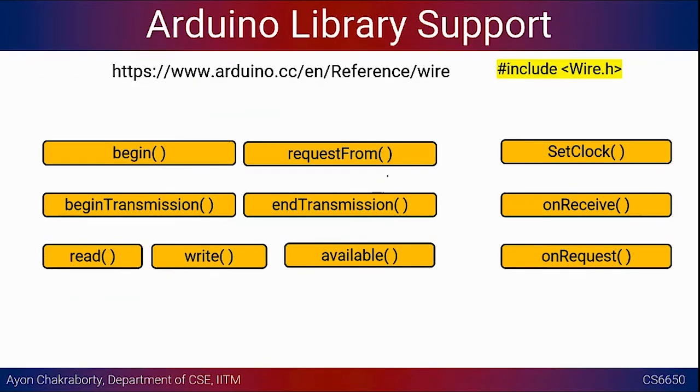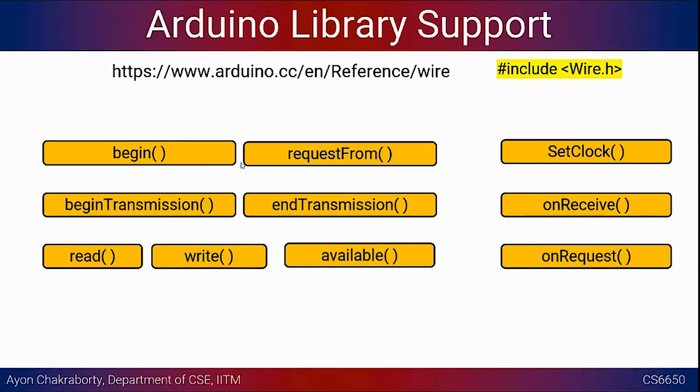So as in the case of the SPI library, we also have this Arduino library support. Whatever I have shown you is implemented using these top-level functions. Wire.h is the library header that you can use in your application code to program or write a library for a certain sensor. These give you the very low-level functionalities.